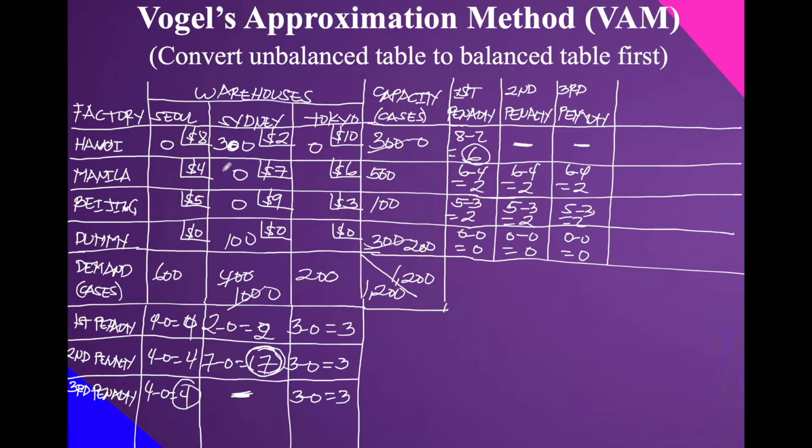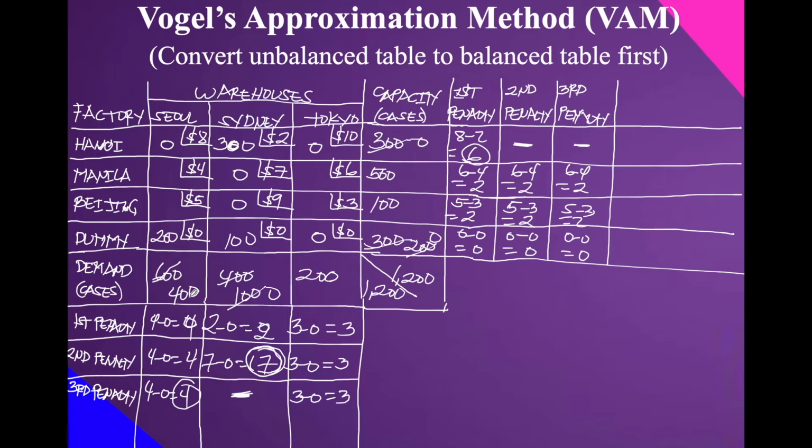Meaning to say, dito tayo titingin, no? Ano yung cell na may pinakamaliit na cost? Basically, that is 0. Now, kung 0 yan, ano yung kailangan niya? Sabi ni Seoul, ang kailangan niya is 600. Pero sabi ni Dummy Factory, kaya niya lang magbigay ng 200. Therefore, ibigay mo na yung lahat para 0 na to. And kapag 0 na yan, wala nang ibibigay si Dummy Factory kay Tokyo. 0 na rin ito. Si Seoul naman, dahil nabigyan na siya ng 200, ang kailangan niya is 600. So, 600 minus 200, 400 na lang ang kailangan.